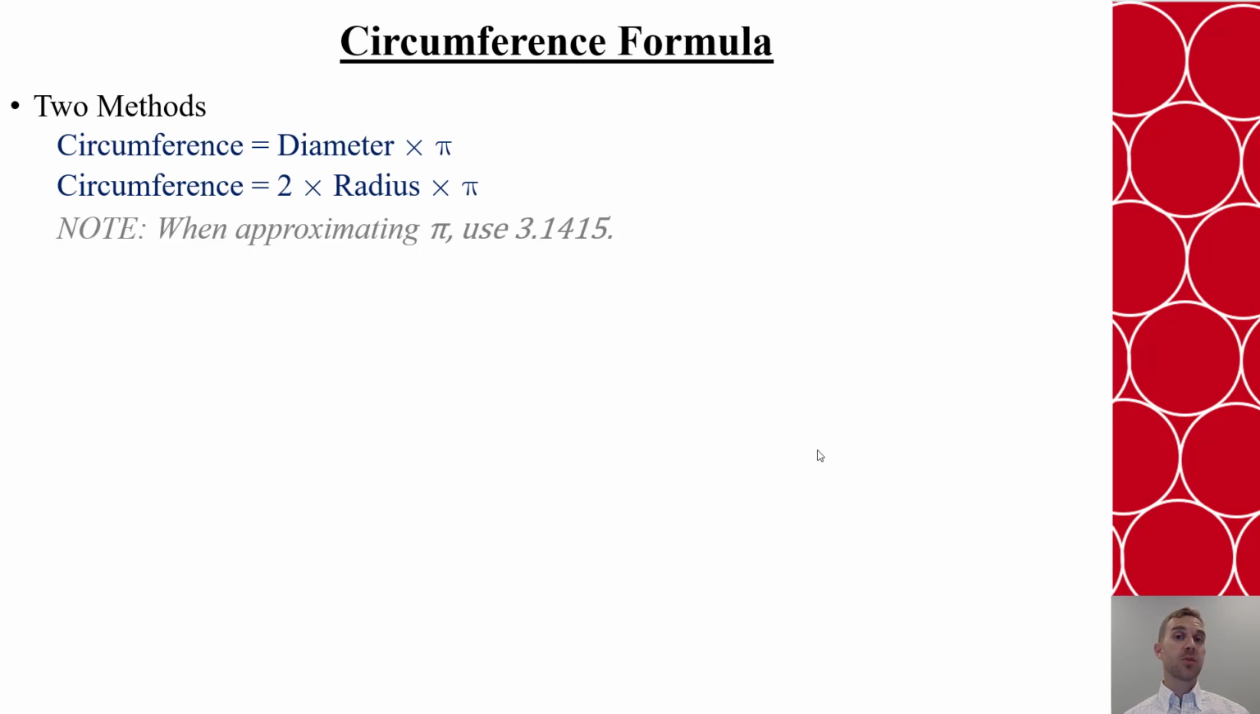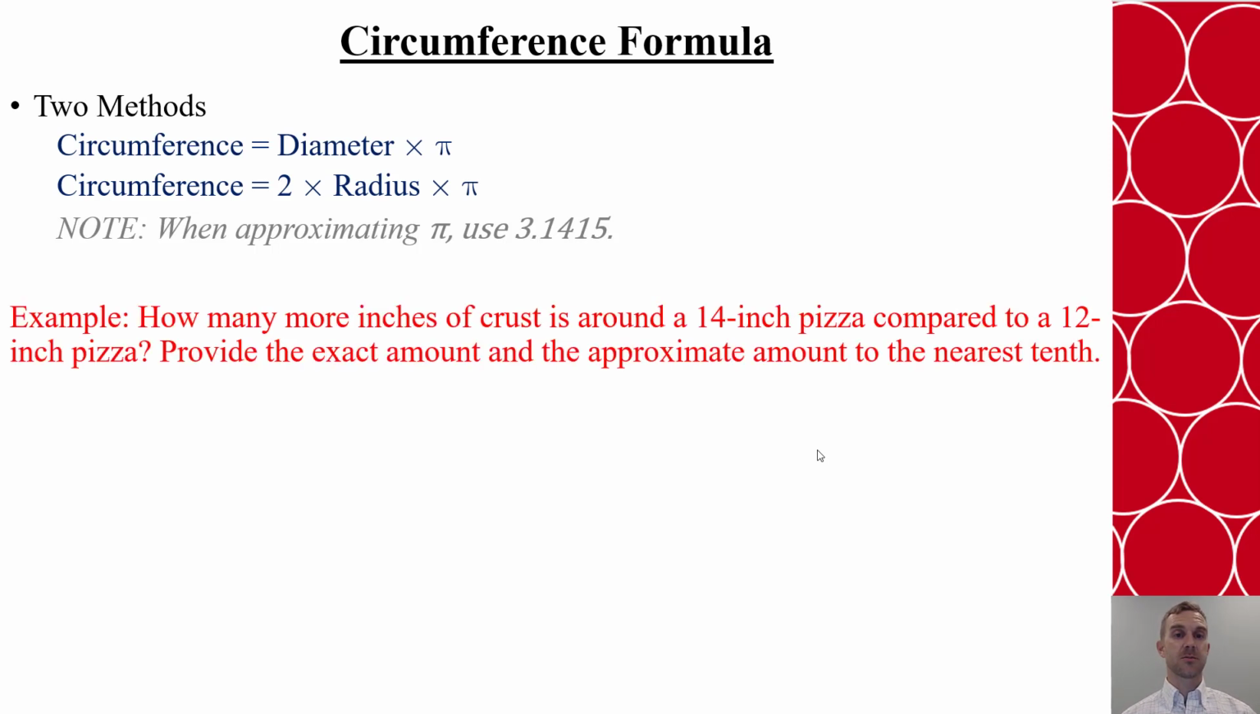You're going to be asked to both calculate the circumference exact as well as approximately. And anytime that you need to calculate an approximate value for the circumference, use the value of 3.1415 for pi. That'll give you a more accurate estimate versus using just 3.14, which is commonly used.